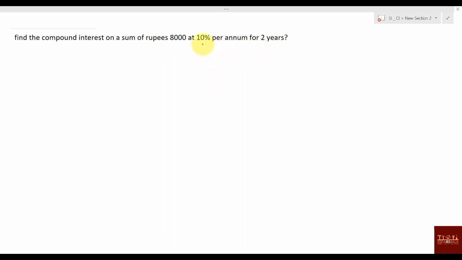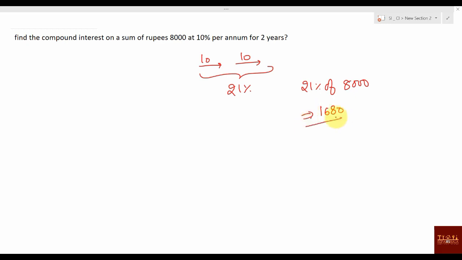What you can say? 10% for 2 years is what? 21% in total. Successive increment, use the successive concept. 21% of what? 8,000. That is 1680. Answer. Is it difficult?